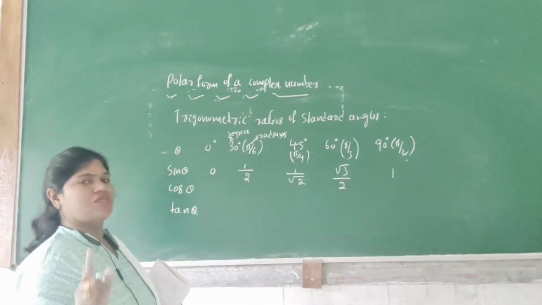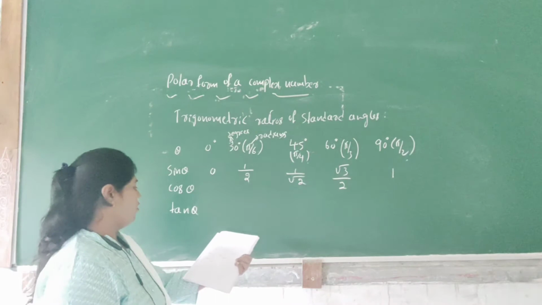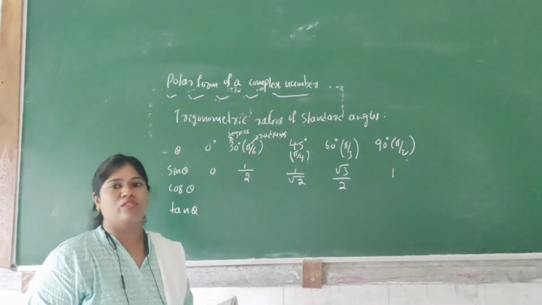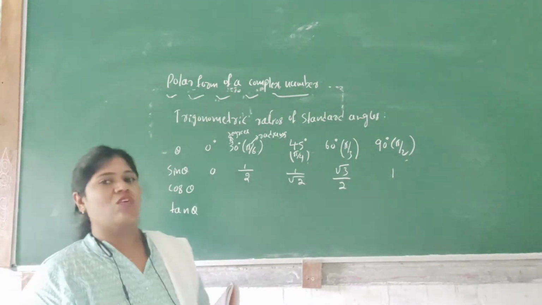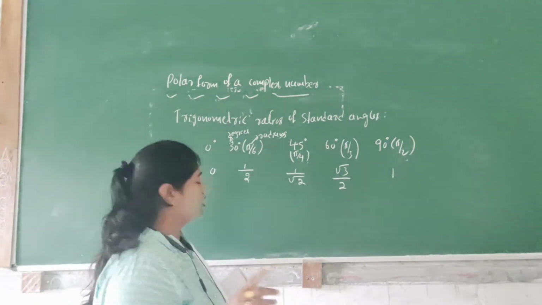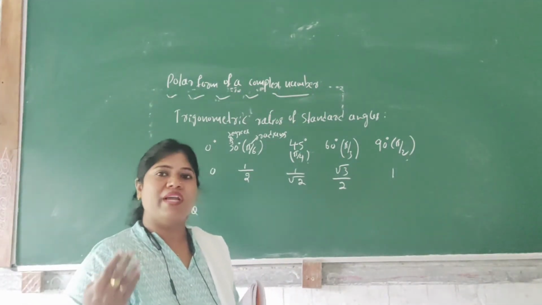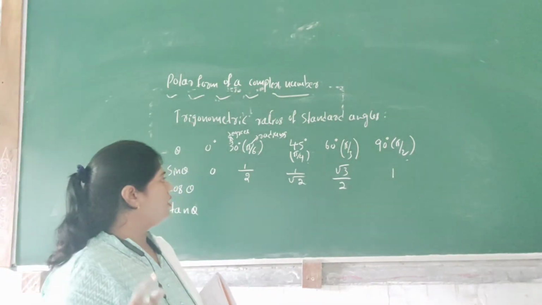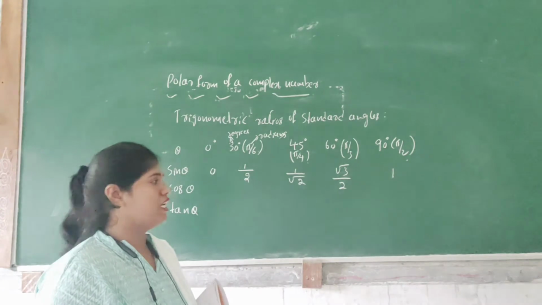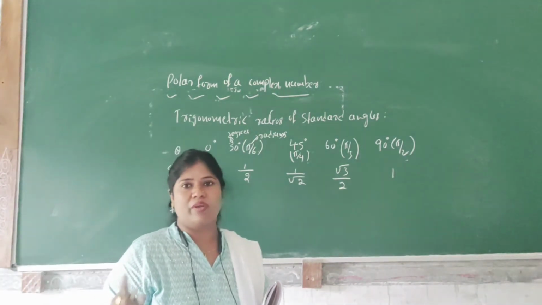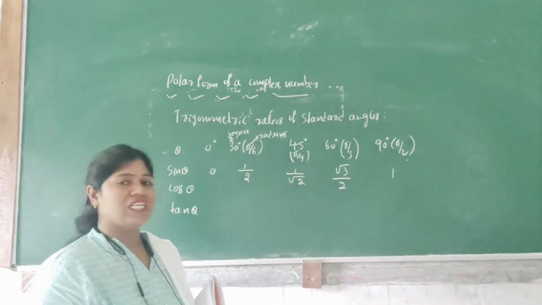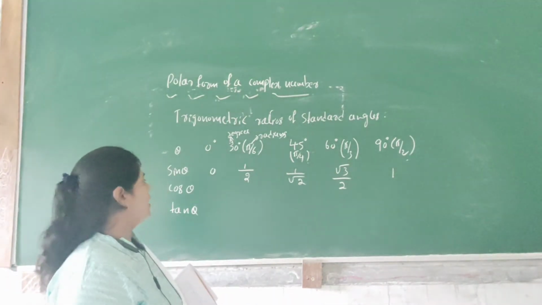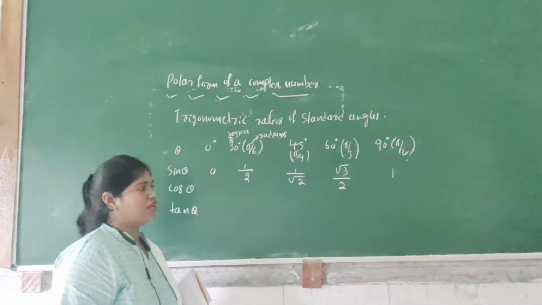We should know these values first: 0, 1 by 2, 1 by root 2, root 3 by 2, 1. So sin 0 is 0. Sin 30 degree or sin pi by 6 is equal to 1 by 2. Sin pi by 4 or 45 degree is equal to 1 divided by root 2. Sin 60 degree or pi by 3 is equal to root 3 by 2. And sin 90 degree is equal to 1.